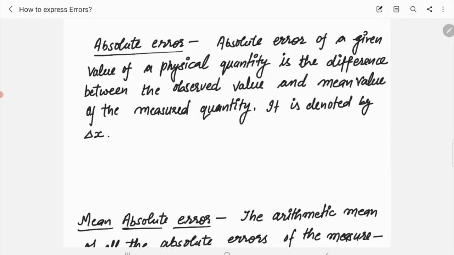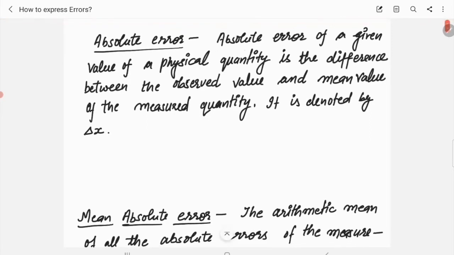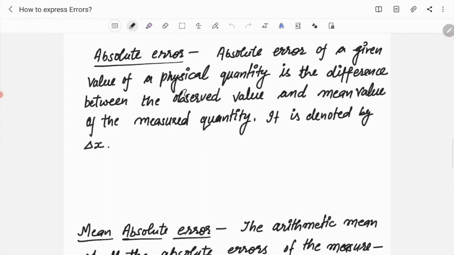Today I am here with the new topic, how to express errors. In this regard, we will start with absolute errors. Absolute error of a given value of physical quantity is the difference between the observed value and the mean value of the physical quantity. Mean value of the physical quantity means the arithmetic mean, which I have told you in my previous video.